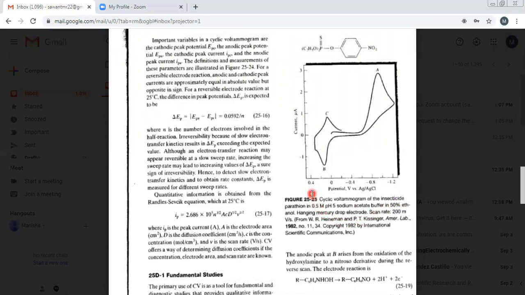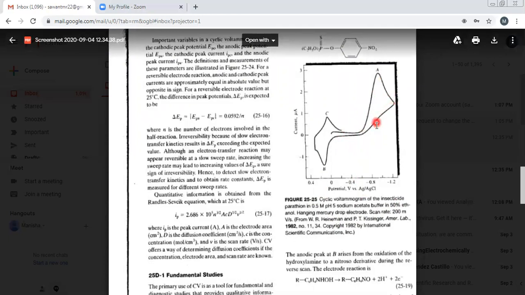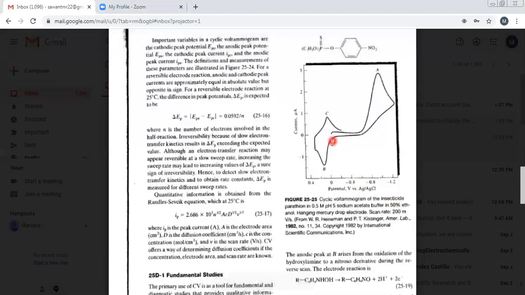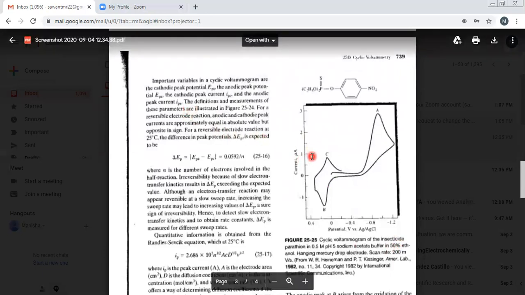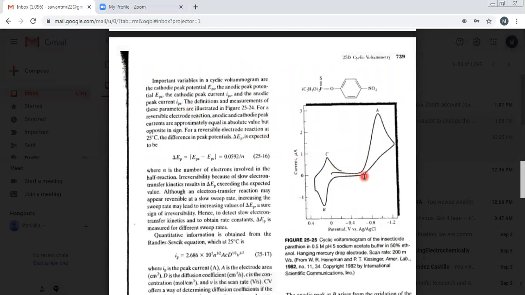So parathion gives us a plot as you go with a potential scan. We get one irreversible process and one reversible process, which can be encountered at different decomposition potentials. All right. Before we start with the actual parathion molecule with reversible and irreversible processes, let us talk about the important variables in cyclic voltammetry that are considered over here.